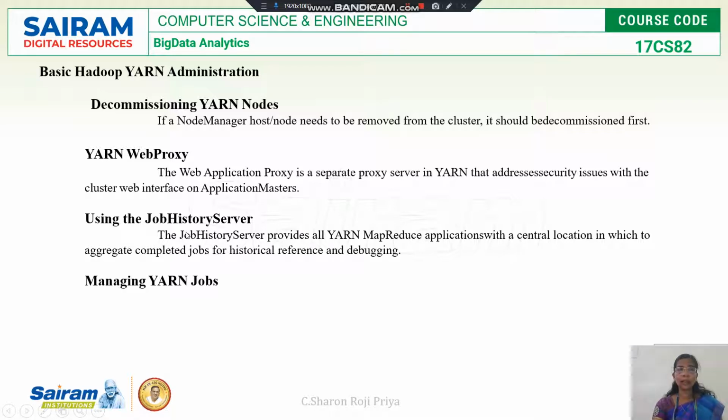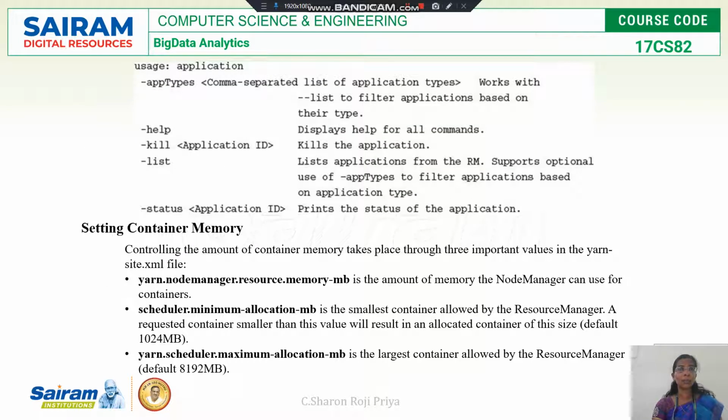And next is managing Yarn jobs. To manage the Yarn jobs, I have this mapred command, and this mapred command has a few options like -appTypes, -help, -kill, -list, and -status. This -status prints the status of the application, whether it is running or completed or failed. And the -list command will list all the applications with their application ID.